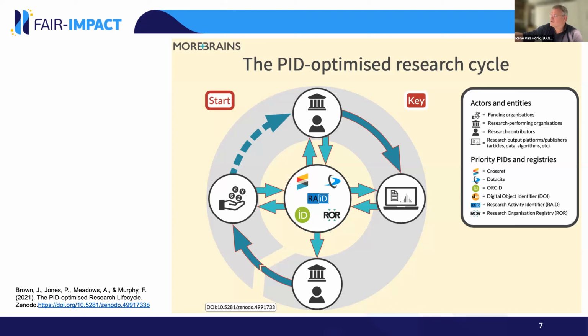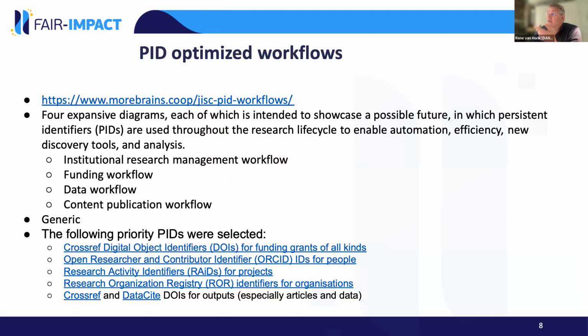And then in the middle, you see PIDs and registry. It says priority PIDs and registries, because there are more. But that's a very excellent example of a working ecosystem, a workflow often used in the research world. The next slide is very textual, but it gives you first of all the link to these excellent workflows.